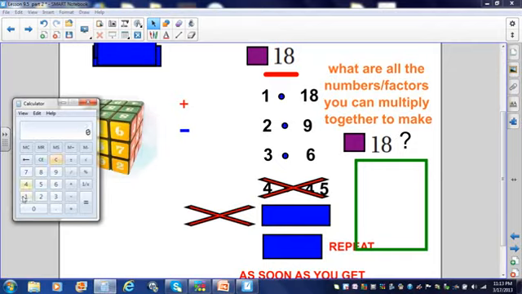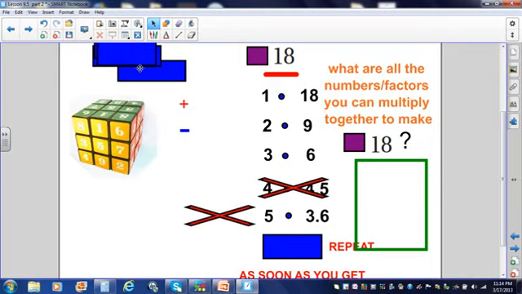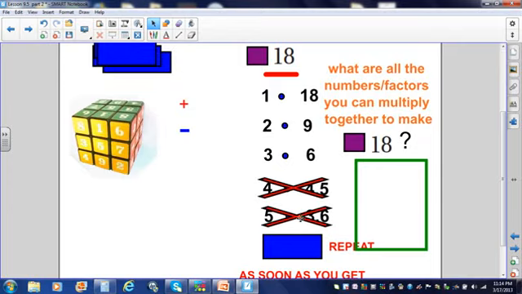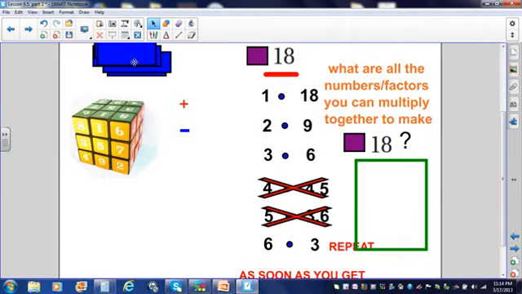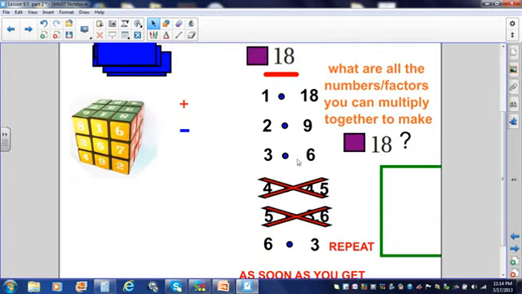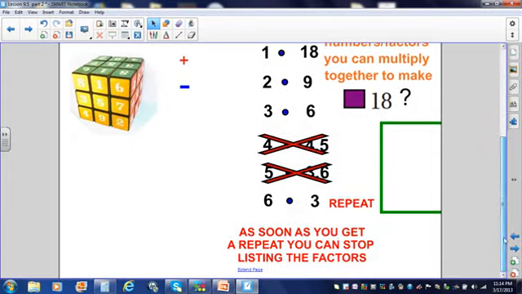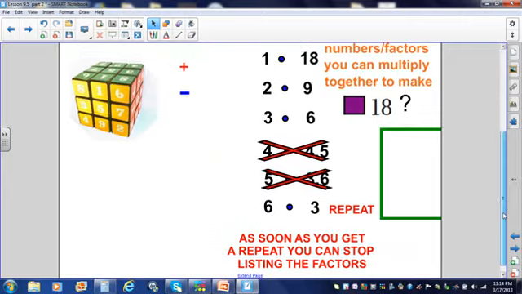18 divided by 5 gives me a decimal again. I don't want it. I'll try 6. 18 divided by 6 is going to give me 3. We have a repeat. We already have 3 times 6 in the list, commutative property. So remember, as soon as you get a repeat, you can stop listing the factors.